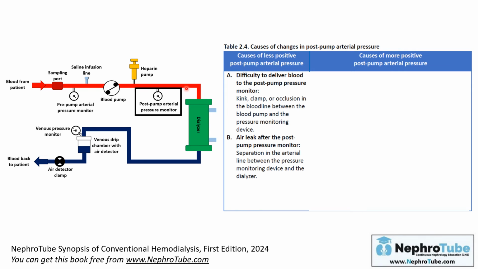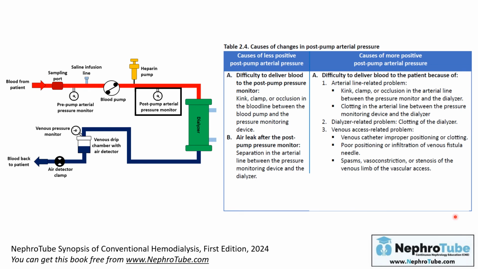Or if there is an air leak after the arterial pressure monitor. Any air leak here, for example, if there is separation of the arterial line from the dialyzer, will cause decreased pressure in the post-pump arterial pressure monitor. What may cause more positive pressure here? More positive pressure here may be due to increased resistance in any part of the blood tubing set or dialyzer up to the patient.